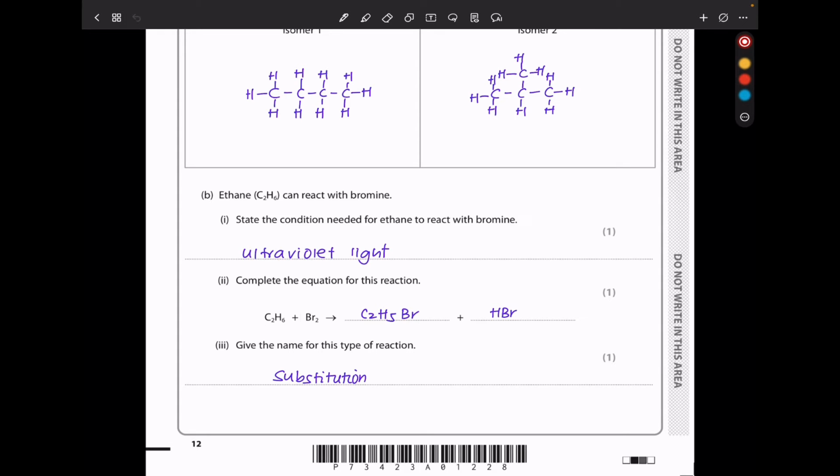This is a substitution reaction, so the Br will come and substitute 1 hydrogen, and then the hydrogen will bind with the remaining Br. So we will form C2H5Br plus HBr. And here the name, this is going to be a substitution reaction.